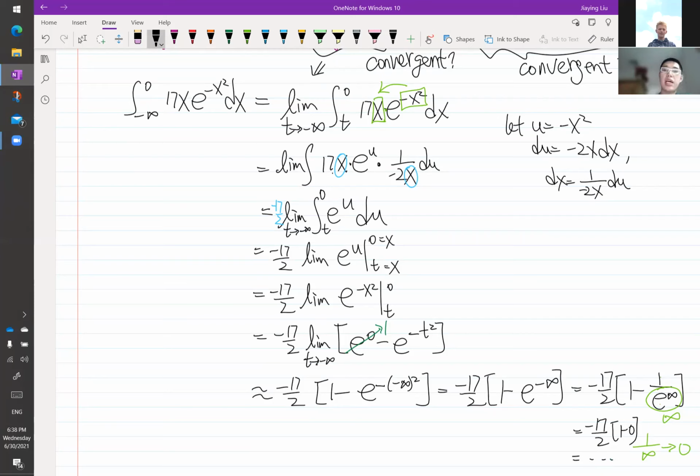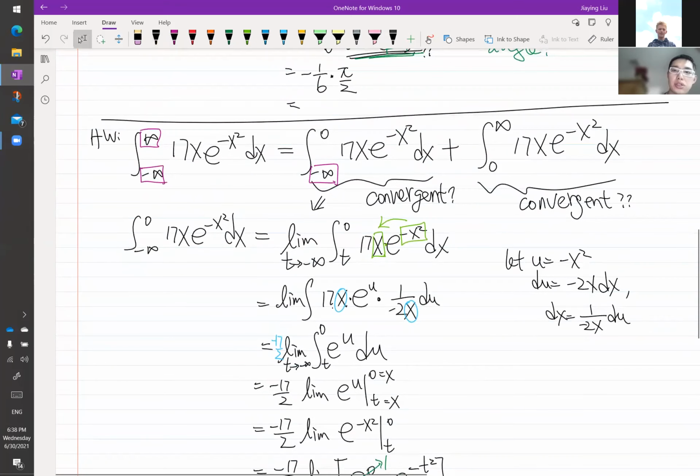So that's this one on the left. We were able to find a limit, right? So that means the first term, the first integral that we had earlier, this integral is convergent. That's good. That's important for us to try to find the integral that we begin with. Right, so that's good.